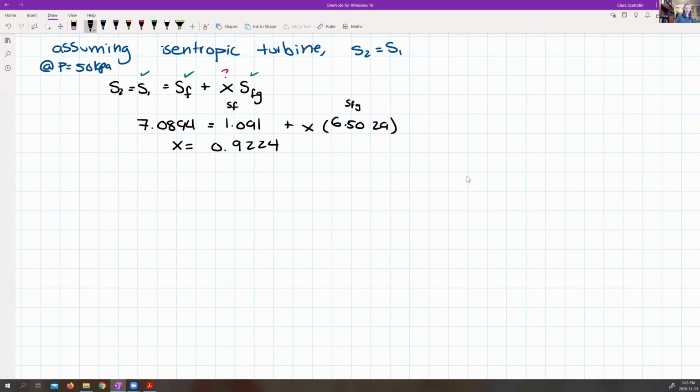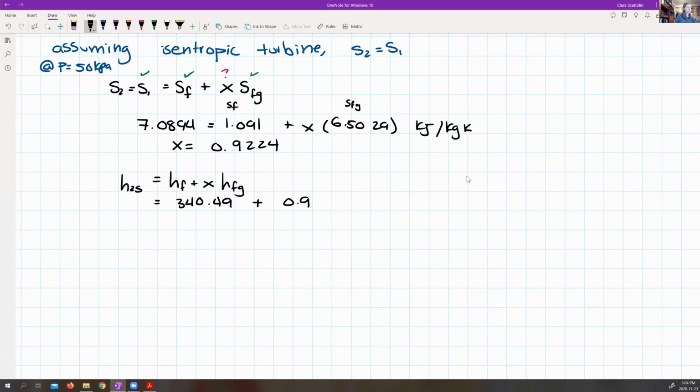And using this, I'm going to find my HS2, or H2S. This here is going to be the enthalpy at the exit of the turbine, assuming my perfectly working isentropic turbine. So that value is going to be equal to HF plus X HFG. These again are numbers coming out of the table. So HF is 340.49, again out of the table at the 50 kPa. Actually, these units, I didn't write them, kilojoules per kilogram.